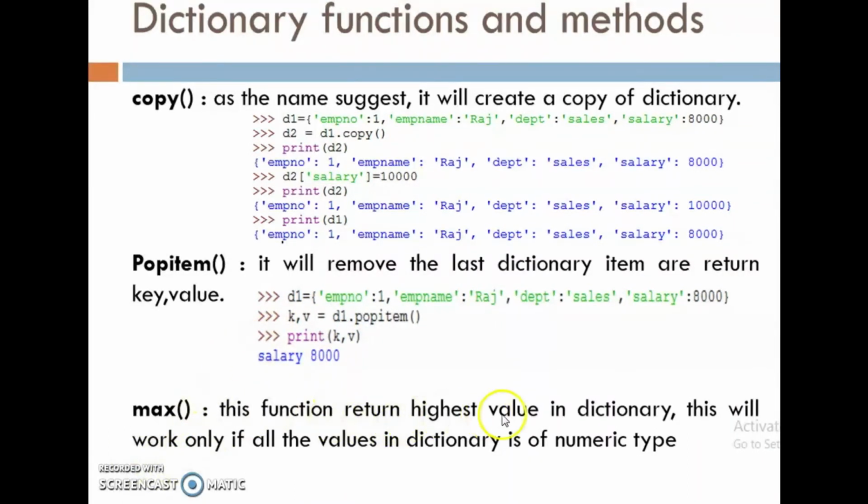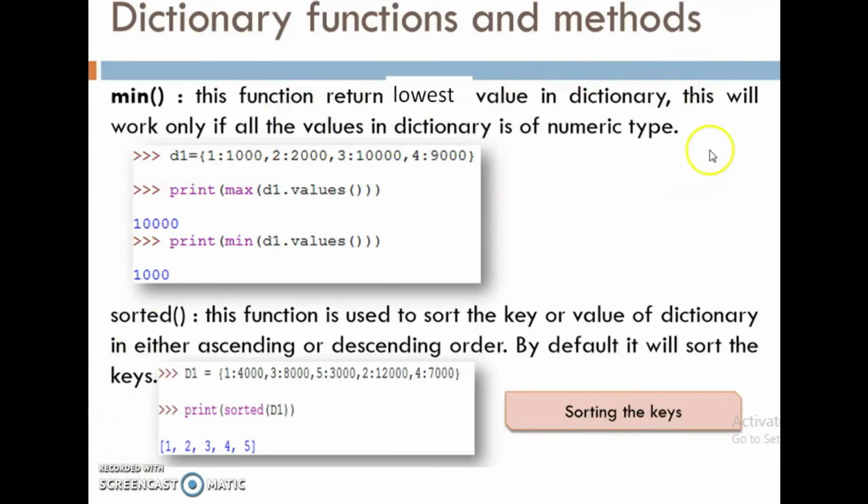Next one, max function. This function returns the highest value in the dictionary. This will work only if all values in the dictionary are of numeric type. Max function, as the name suggests, will return the highest value from the dictionary. Okay. Next one, min function. This function returns the lowest value in the dictionary. This will work only if all the values in the dictionary are of numeric type.